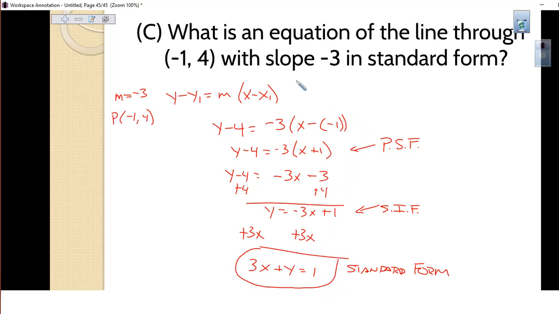So, like I said before, it's not always going to ask you to put it in standard form. It may ask you to put it into slope-intercept or point-slope form, so make sure you always read the directions carefully when they tell you what form they want your answer in.